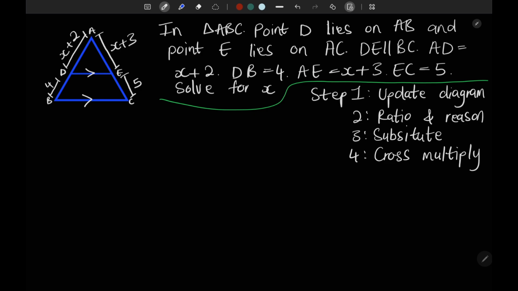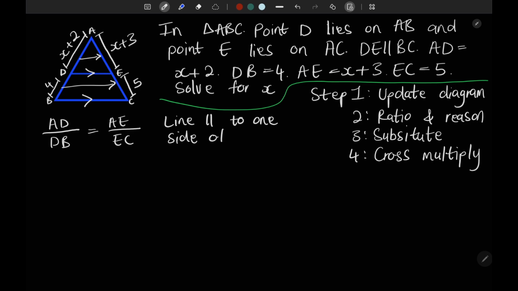We've already completed the first step, which is updating our diagram. Step 2, we write our ratio and reason. So we start with AD over DB. DB is equal to, the sides have to match, right? We said AD. So the side that matches AD is AE. AE over, we said DB, the side that matches DB is EC. EC. And after you write this, you have to write your reason, which is line parallel to one side of triangle ABC.